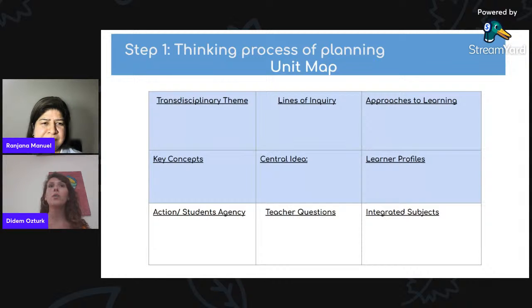Generally, the teachers and coordinators plan the transdisciplinary theme and lines of inquiry, approach to learning, central idea, learner profiles, and key concepts in the POI. It's given to the teachers as the knowledge and the process of units. And once we have all these elements in our planning map, then we can start looking into what the highlighted parts in these elements are.